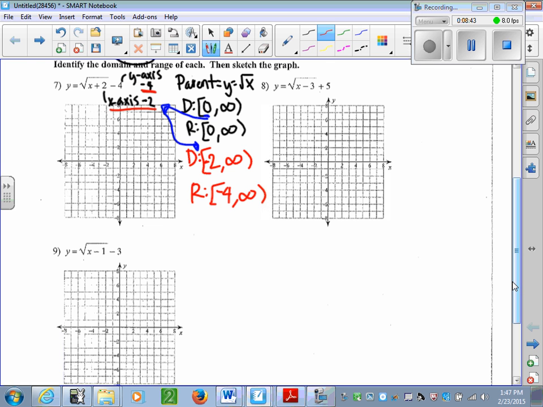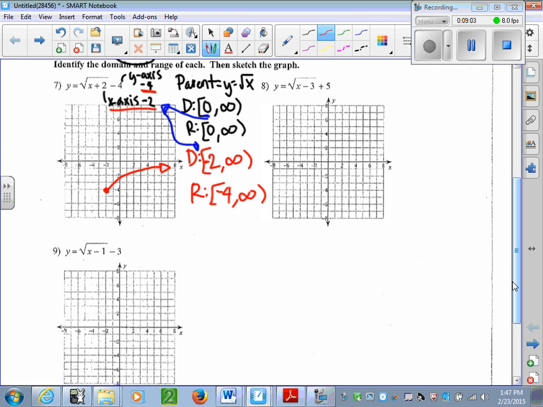Okay, so my parent function transforms based on my transformations for square root graphs. Now I could just sketch this graph, and I know that I'm going to go -2 and down 4, and it'll look something like this.